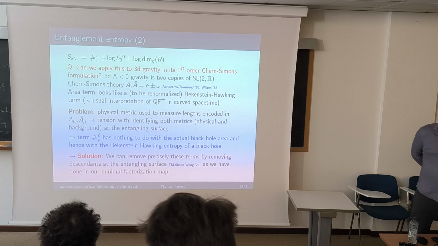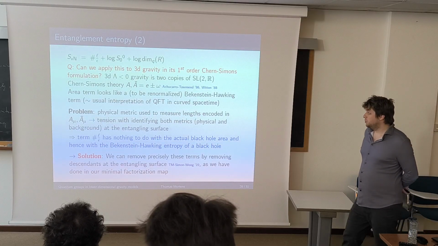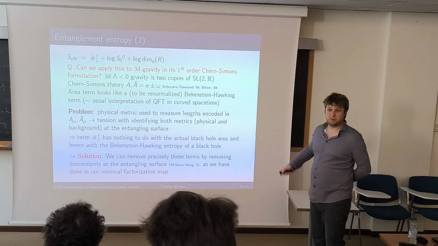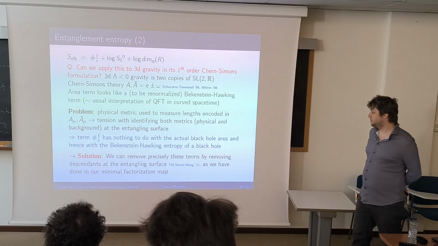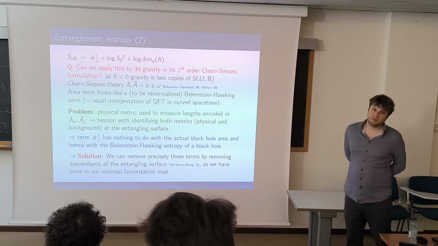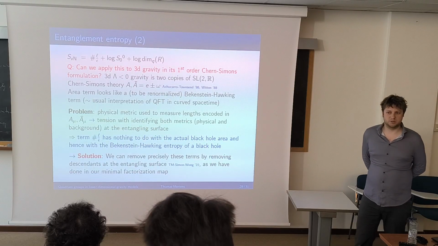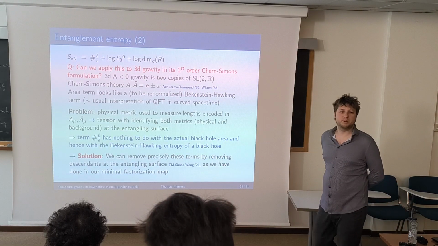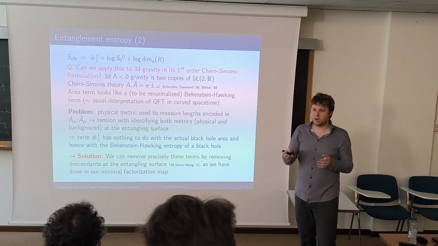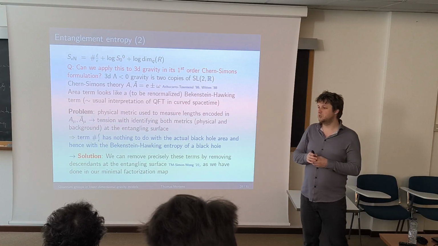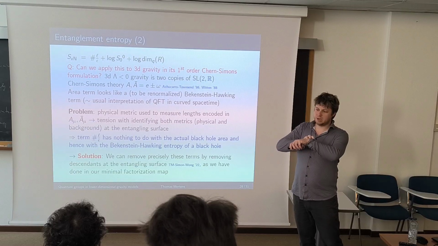It makes no sense. Now, a solution would be if we didn't have these first terms. Now you can remove precisely these terms if you can remove descendants at the entangling surface, which means you actually reduce from WCW model factorization. If you drop all of these descendants, you just get the primaries again. This is essentially reducing from the full WCW model back to the particle on a group.